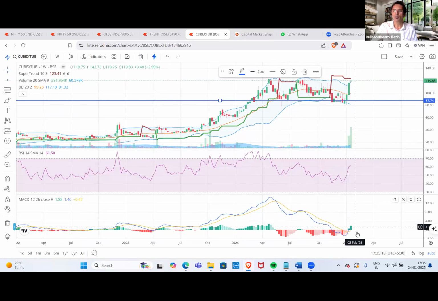MACD crossover also has happened here. Fantastic stock again to buy. And if this breaks this super trend now, I don't know how much, maybe another 10% or 20% is left. So there are always stocks in whatever market conditions you can screen and identify. And of course, there are easy methods involved in the modern area to identify stocks. So you have to put in a little bit of effort in identifying, that's all. So once you have it, you can rally on this.